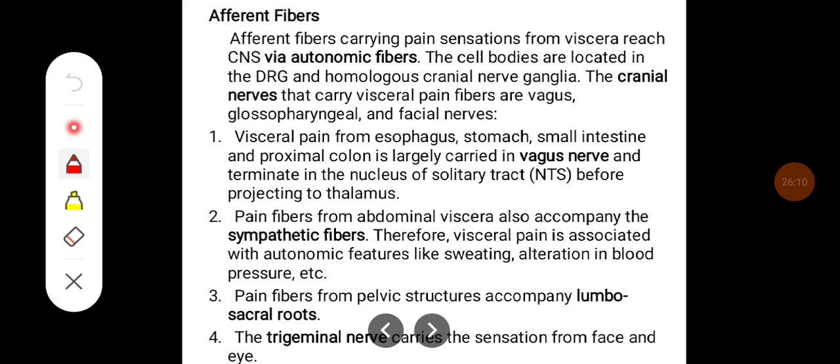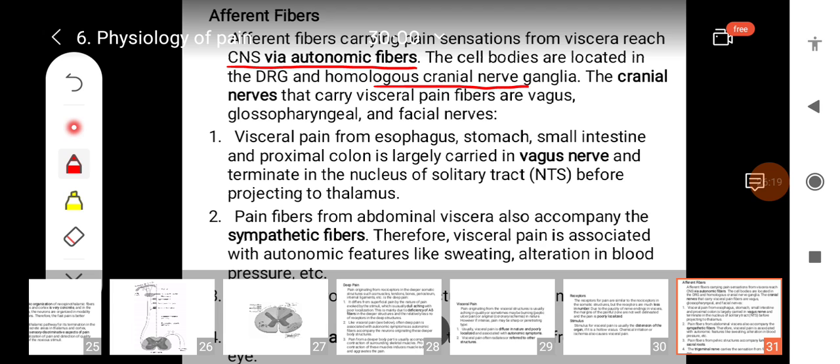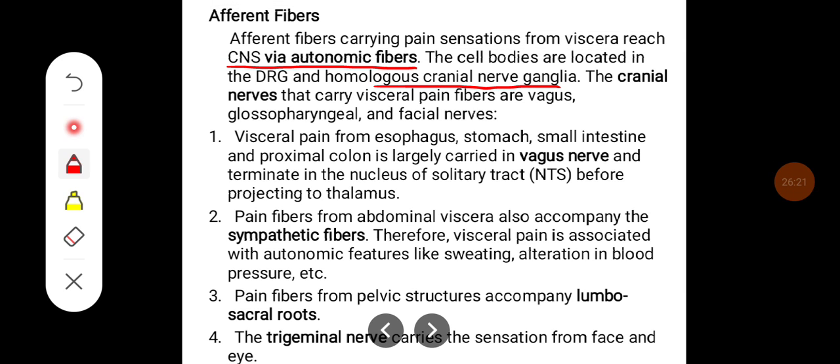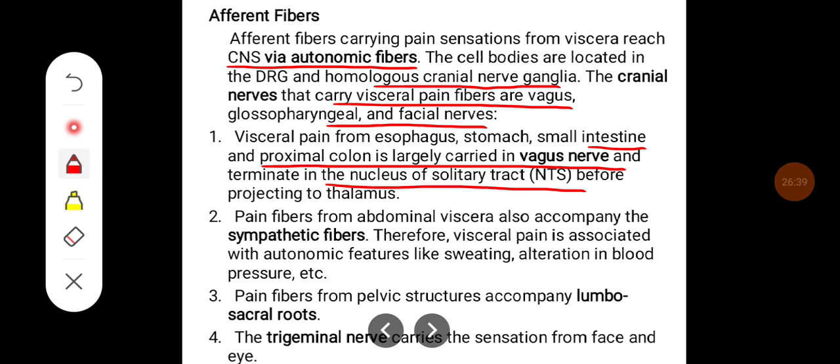Afferent fibers carrying the pain sensation from viscera reach the CNS via autonomic fibers. The cell bodies are located in the DRG and homologous cranial nerve ganglia. The cranial nerves that carry visceral pain fibers are the vagus, glossopharyngeal, and facial nerves. Visceral pain from the esophagus, stomach, intestine and proximal colon is largely carried by the vagus nerve and terminates in the nucleus tractus solitarius before projecting to the thalamus.